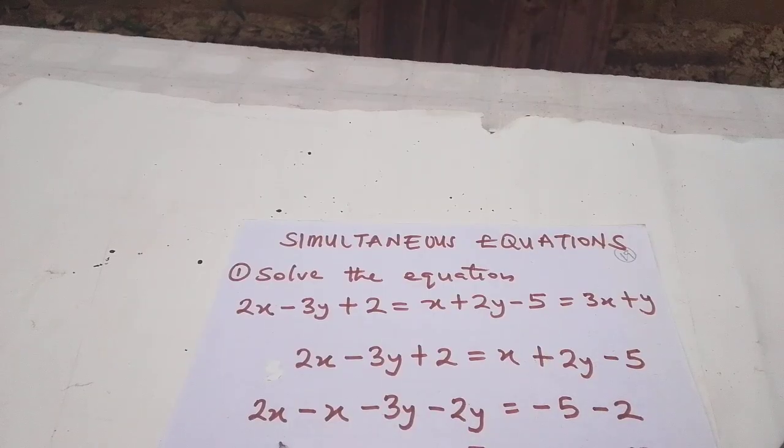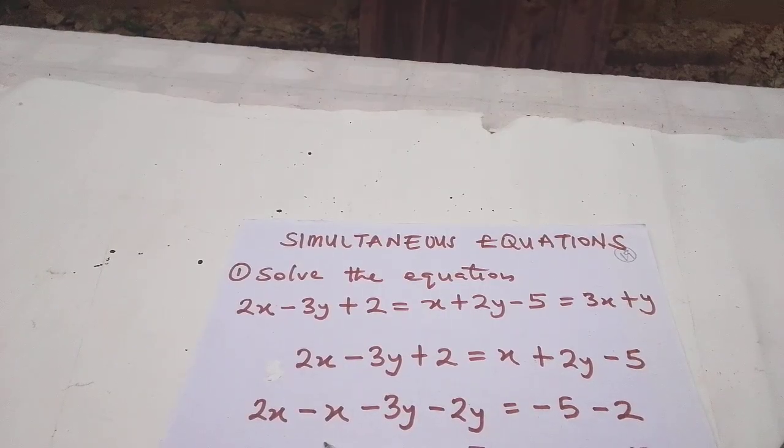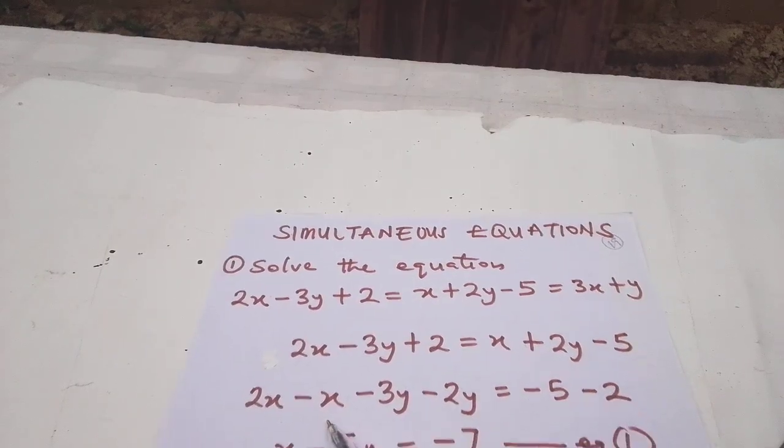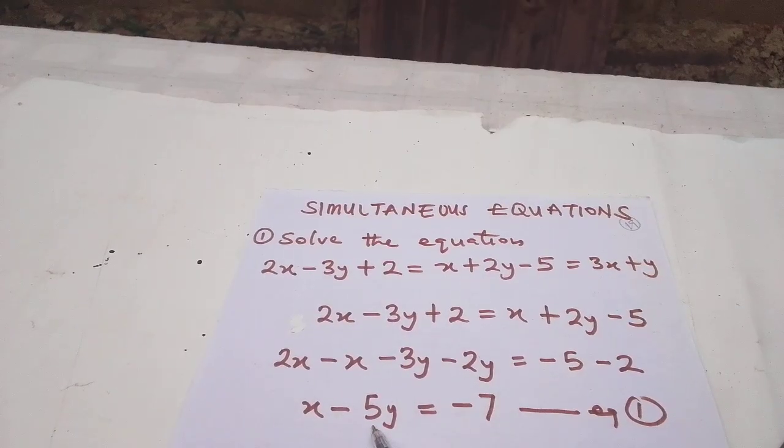So that means having 2x minus x minus 3y minus 2y is equal to minus 5 minus 2 minus 2. 2x minus x is what? x. Minus 3y minus 2y is what? Minus 5y is equal to minus 5 minus 2 will give us minus 7. So this is our first equation.